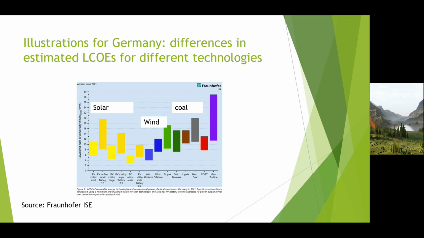Illustration for Germany. There are differences in estimated LCOEs for different technologies. The LCOE for solar is not the same as the one for wind and as the one for solid biomass or for coal or lignite, and so on. So according to the various technologies, LCOEs can be different.